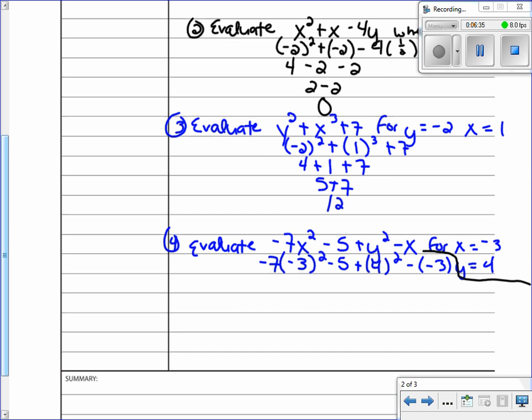Okay, so now we need to follow PEMDAS, the order of operations. P stands for parentheses, so we want to get rid of all these parentheses. And then the exponents, we want to do those first. So negative 3 squared is positive 9, so this gives us negative 7 times 9. Minus 5 stays the same. Then we have 4 squared. 4 squared is 16, so plus 16. Then we have a minus negative 3. Two negatives make a positive, so we now have plus 3.